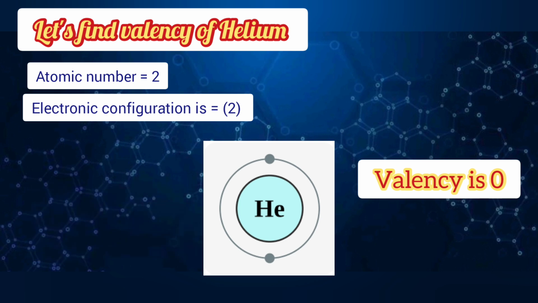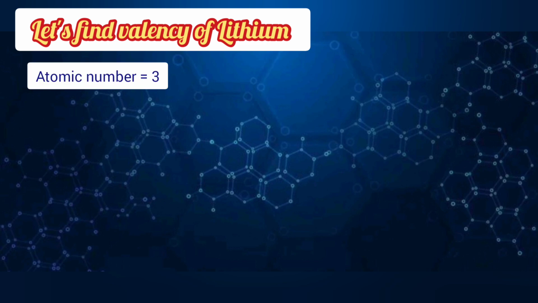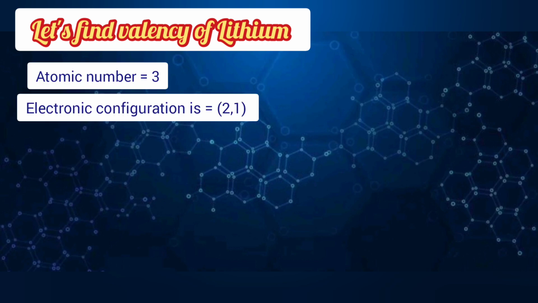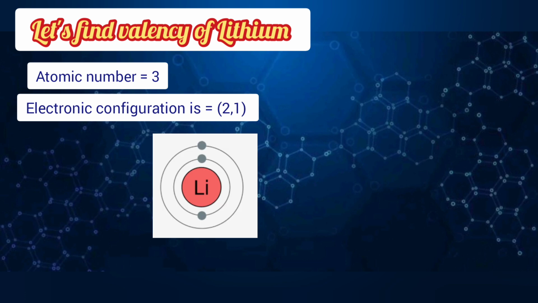Zero, because no electrons are involved. Now let us consider the example of lithium. The electronic configuration is 2, 1. Here there are two ways in which it can gain a stable configuration.